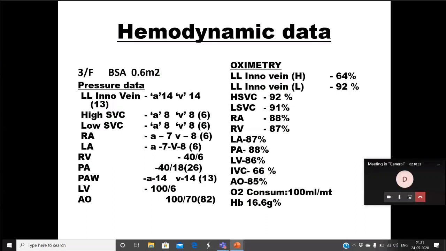The other is DORV with a subpulmonary VSD, Taussig-Bing. So these are the three conditions. Whenever you find that the pulmonary artery oxygen saturation is more than the aortic saturation, there are only three conditions. One, TAPVC of the supracardiac variety. Two, transposition of great arteries. Three, truncus arteriosus. So these are the three conditions where you can get oxygen saturation in the pulmonary artery more than that of the aorta.